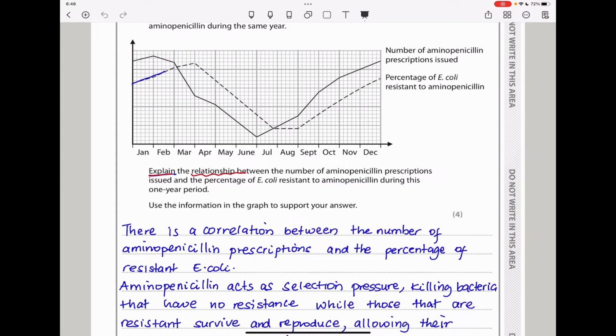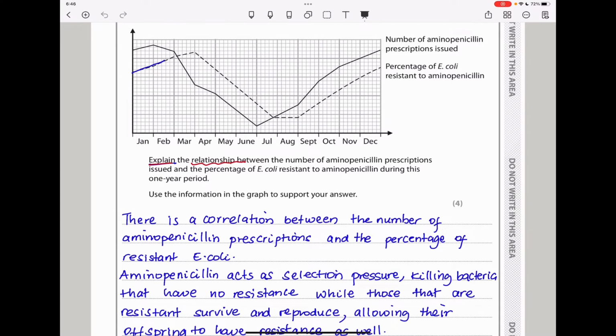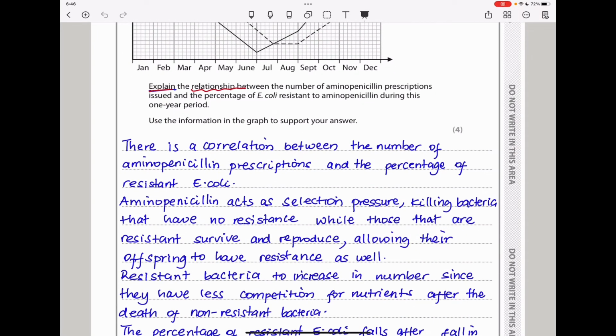As one increases, the other increases. As one goes down, the other goes down. And then one increases, the other increases. So there is a correlation. And that is the statement you have to begin with before you do the explanation. So the next part is going to be explaining why the relationship is the way it is.